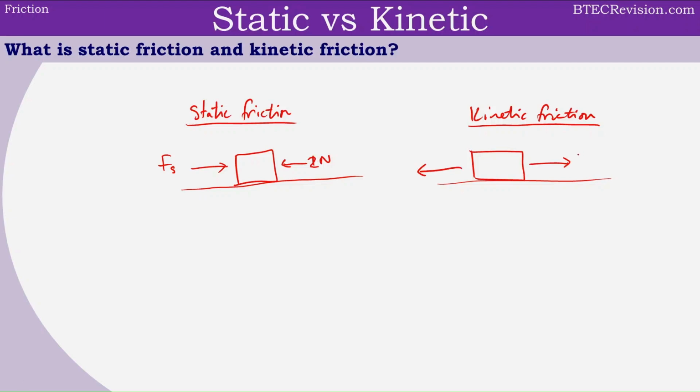For kinetic friction, let's say there is a force of 20 Newtons thrusting this object forward. Then kinetic friction is always going to be the same value. So let's say that is 10 Newtons. So it doesn't matter if the force propelling this forward increases or decreases, the kinetic friction will always be the same.